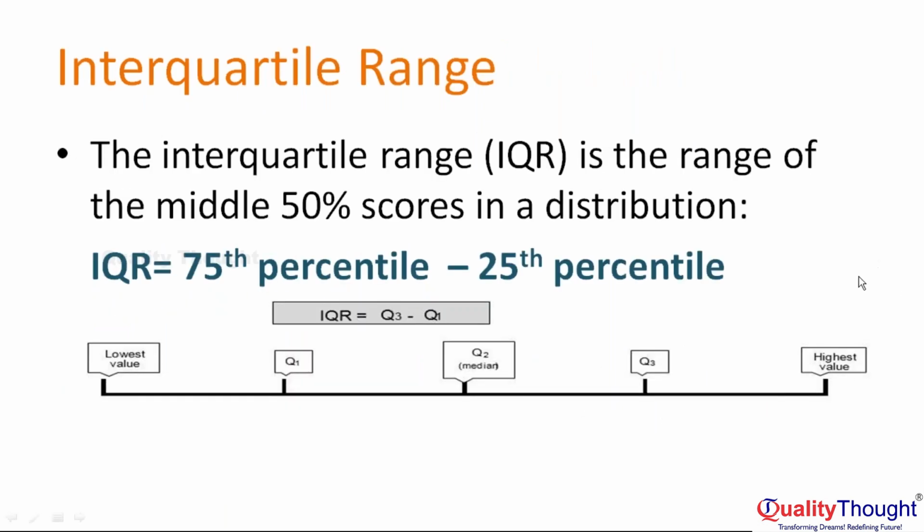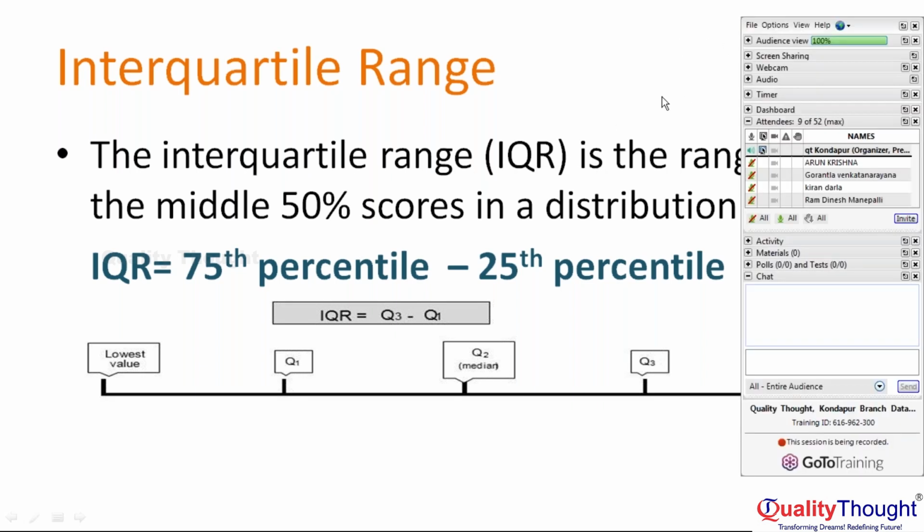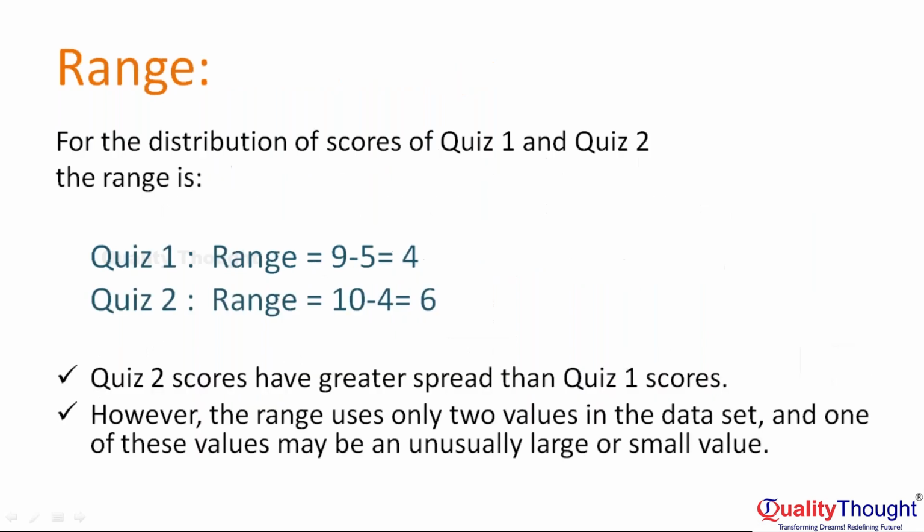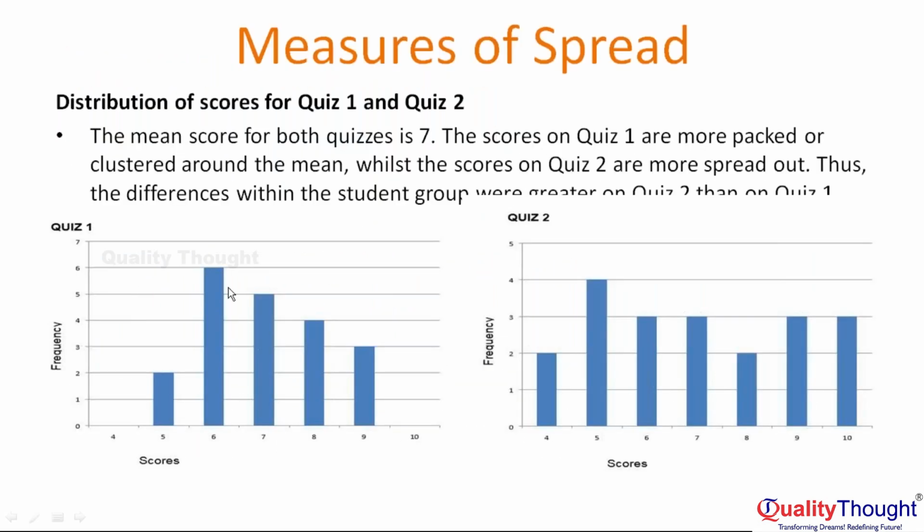So what else do we have to do? Take the median, which is the middle value between the lowest value and the highest value. Then identify the middle value between the lowest value and the Q2 median, which is Q1, and the average between Q2 and the highest value, which is Q3. Right or wrong? So take Q3 minus Q1, which will give you the interquartile range. As part of it, if you take a look at this, can you please tell me the IQR for quiz 1?